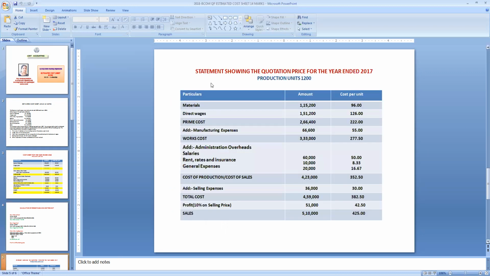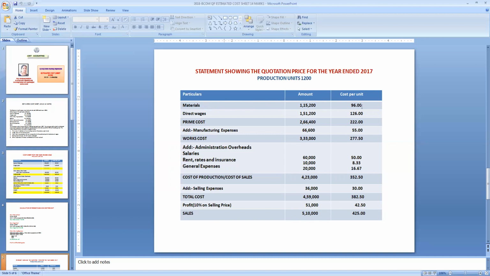As you see, this is the statement which is showing the quotation price or estimated cost sheet for the year 2017. The production units have increased by 200 units for the year 2017. Therefore, the production units given in the question is 1200. And this is the table we have shown for the preparation of the estimated cost sheet or the tender or quotation. It is a table which contains 3 columns: particulars, amount and cost per unit. Let us calculate with the help of cost per unit.